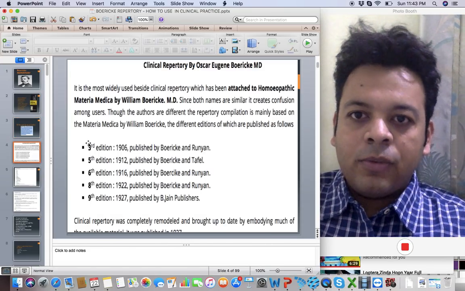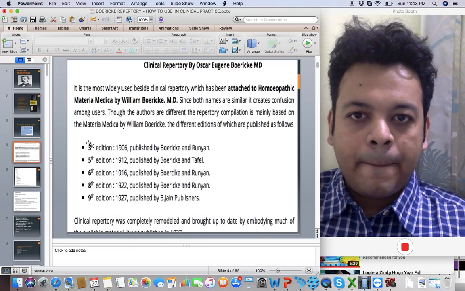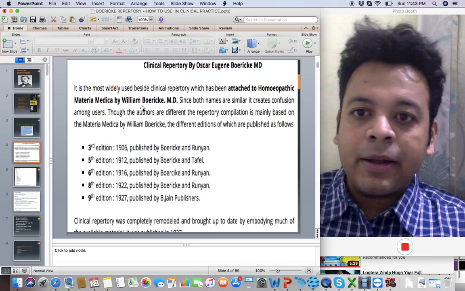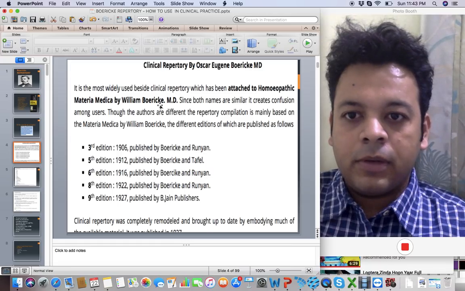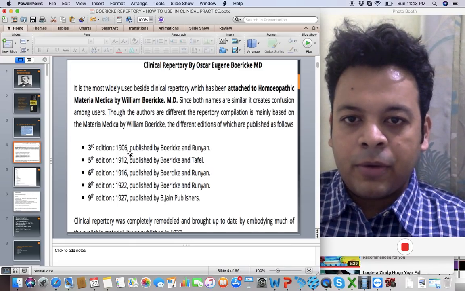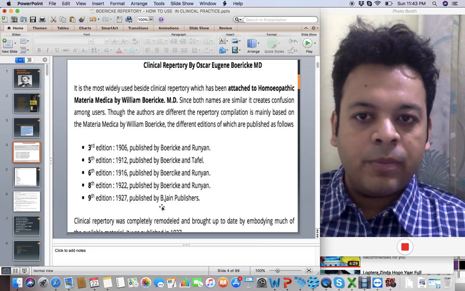So we need to know that this is a clinical repertory, which is by Oscar Eugene Boericke. You have to know that the materia medica is by William Boericke. It can create confusion. And there are different editions that have come out. Majorly the 3rd, 5th, 6th, 8th and 9th. The 9th was in 1927 by B.J.